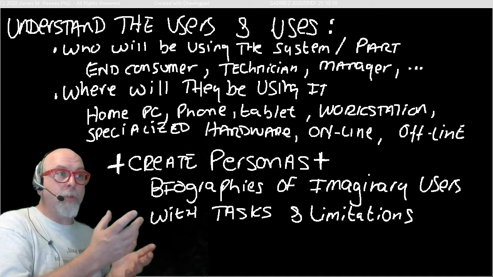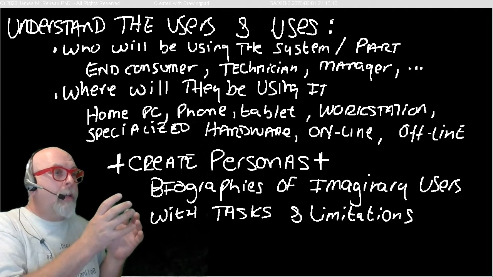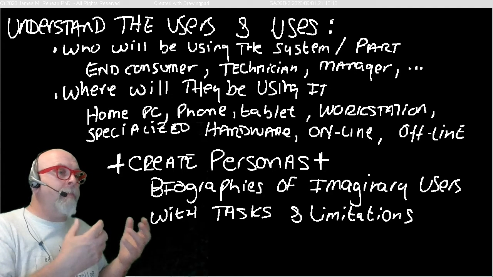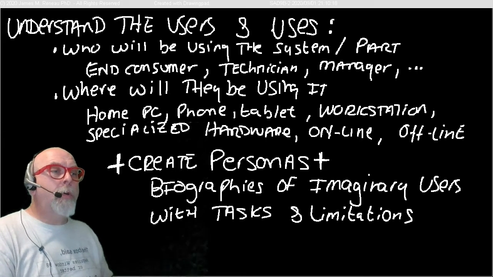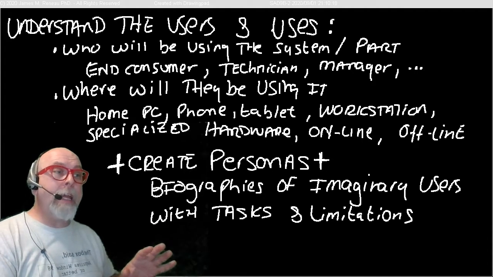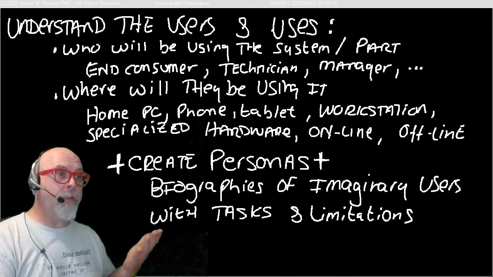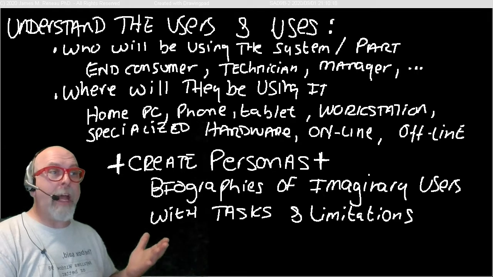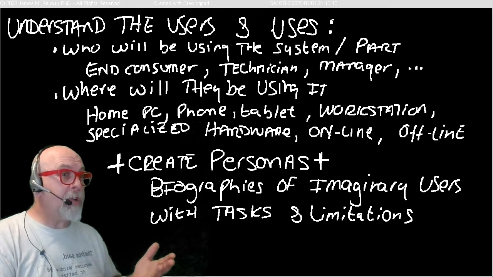Maybe you've got all different kinds of users. Maybe you've got power users that want shortcuts and easy ways, and regular users. So create these biographies of imaginary users with the tasks they want to do, and also be sure to include their limitations, so that whenever you're designing the user interface, and later when you're testing it, you can make sure that the user interfaces will work for these people. And if it works for your personas, if you've done a nice job in creating them, the chance of it actually working in the field for your end consumers, your stakeholders, is pretty good.